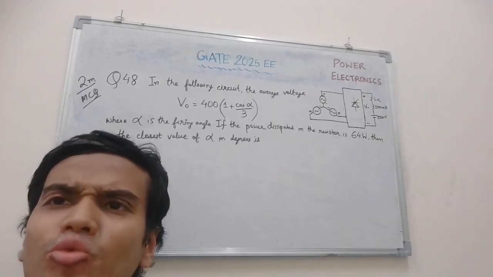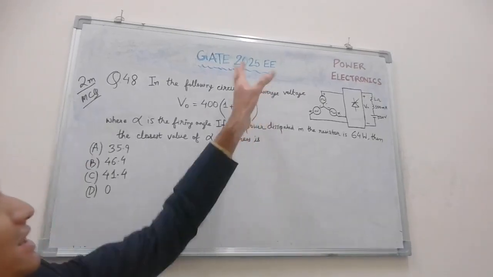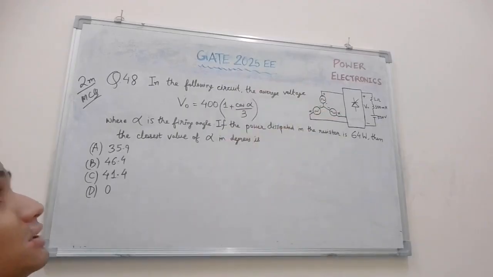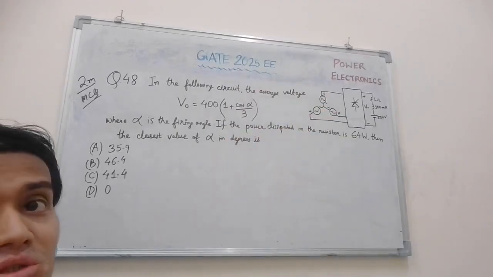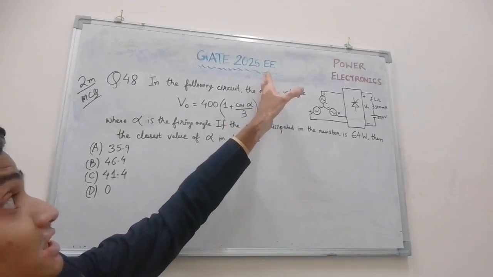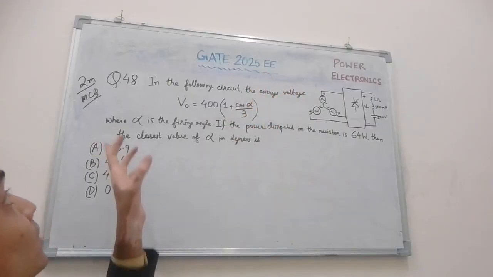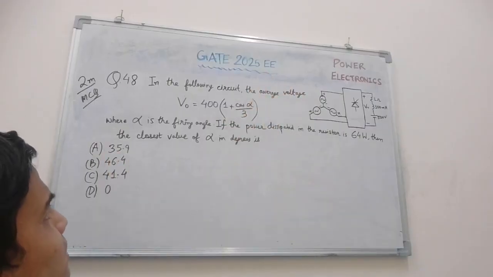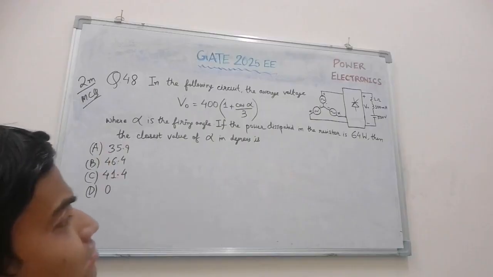Hello viewers. Moving on to the next question in the series of GATE 2025 electrical engineering solutions from subject power electronics. The next question, question number 48 in the master question paper of GATE 2025 electrical engineering, is also a 2 marks MCQ type. It is basically from converters.